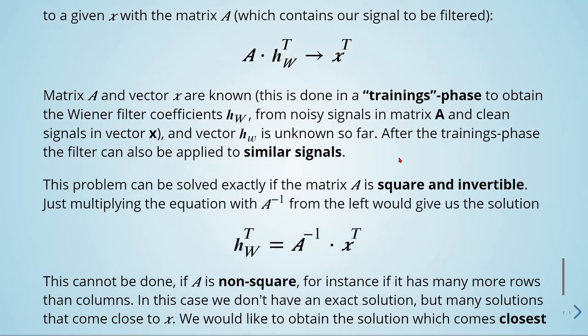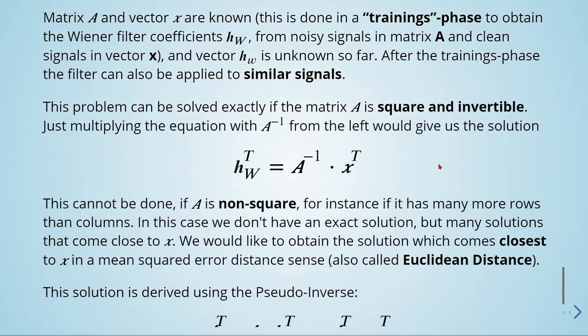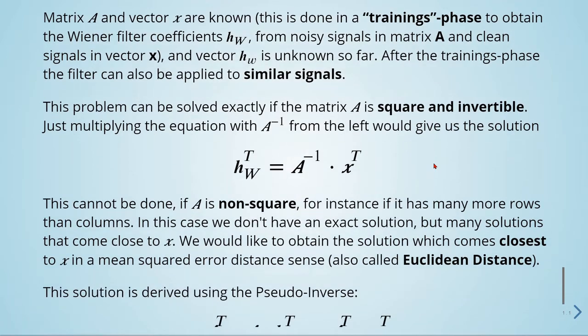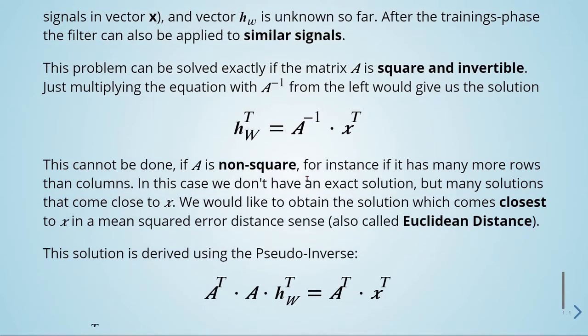So this problem can be solved exactly if the matrix A is square and invertible. Just multiplying the equation with A to the power of minus 1 from the left would give us the solution. So now we have here h_w is equal to A inverse times x transposed. This cannot be done if A is non-square, for instance, if it has more rows than columns.